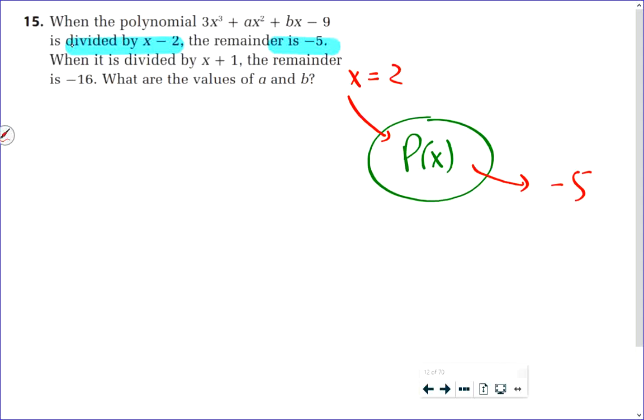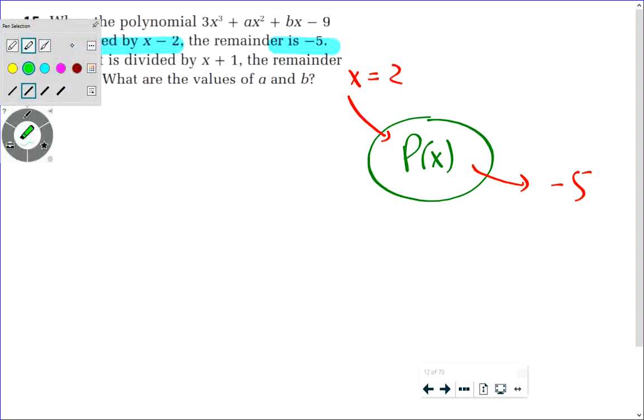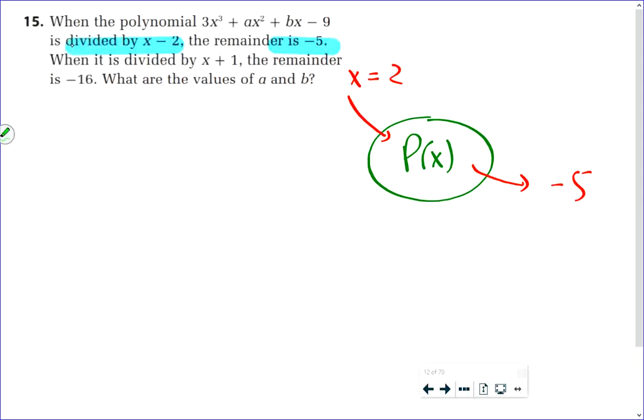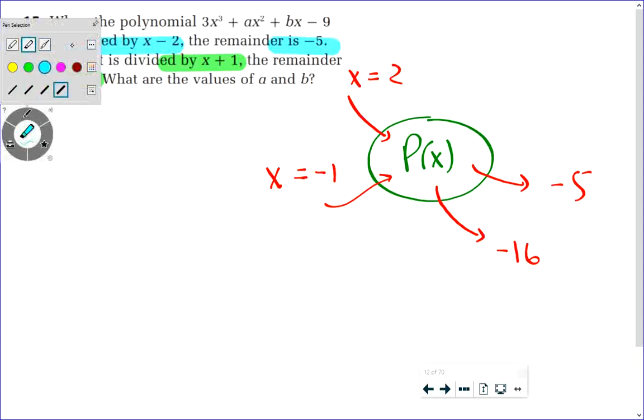On the other hand, this statement is telling us that when we put x equals negative 1 into the equation, what pops out is negative 16. So I've got a lot going on here. I better color code things. And then when I put negative 1 in, what comes out is that.